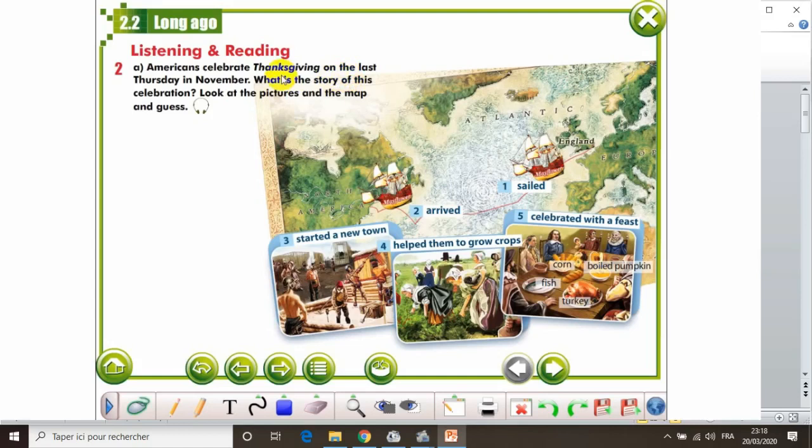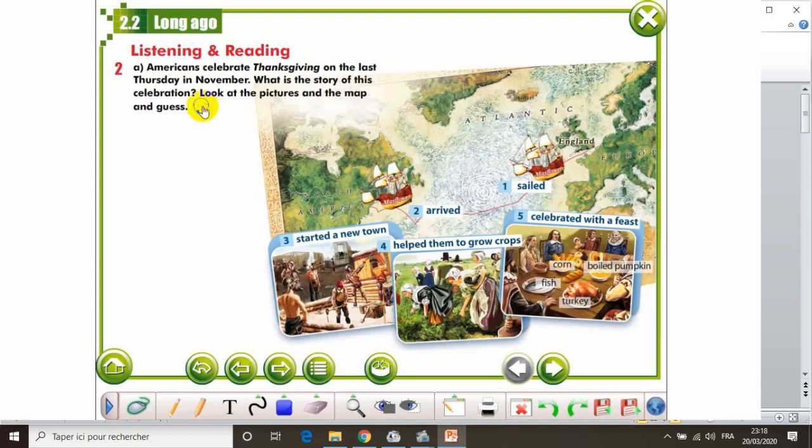What is the story of this celebration? Look at the pictures and the map and guess. Okay, you guess. What is the story of this celebration? شو القصة? What is the reason behind this celebration they do each year? Now you listen.